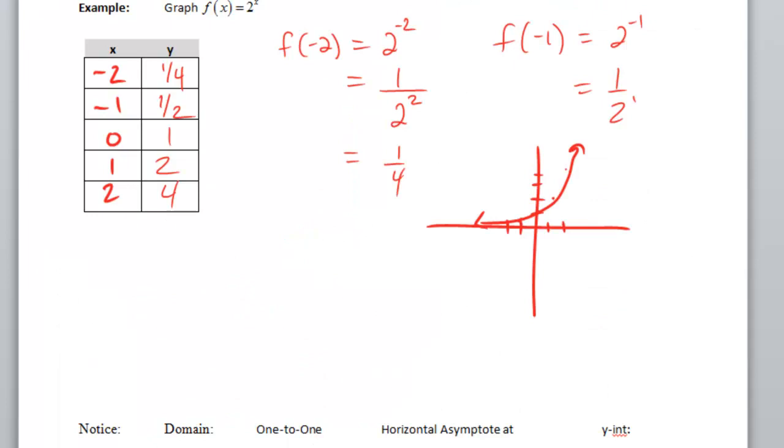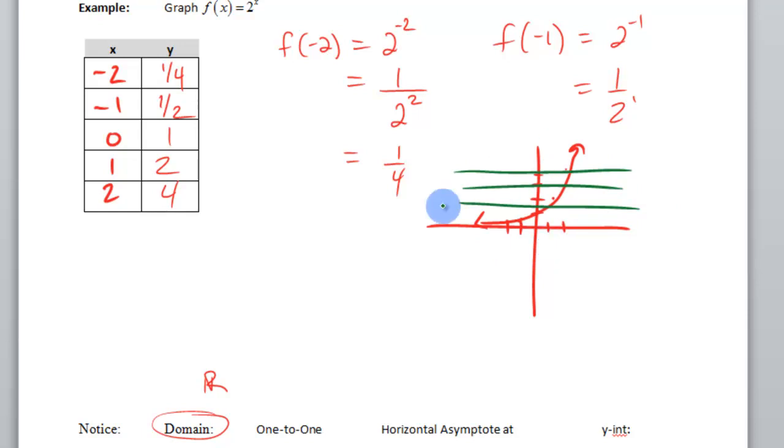Let's notice a few things about the graph. What is the domain of this function? Well, it goes to the left forever, and it goes to the right forever, right? So the domain is all real numbers. Notice that it is 1 to 1, so when I go across this way, I'm hitting it once, once, once. It is a function that passes the vertical line test, but it also passes the horizontal line test. And since it is 1 to 1, an inverse does exist, and that's going to be a logarithm, which we'll talk about coming up.